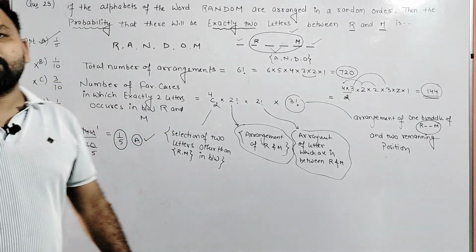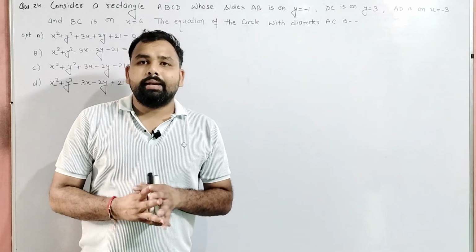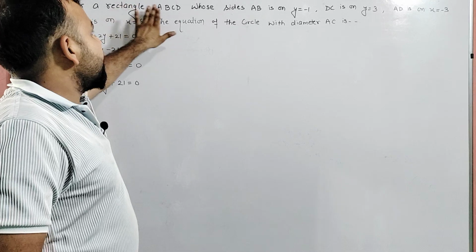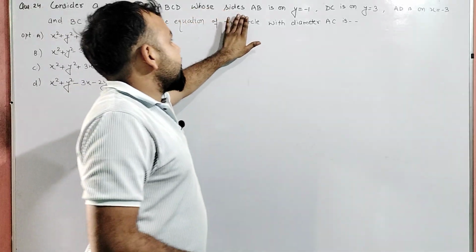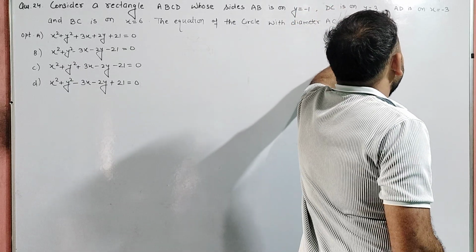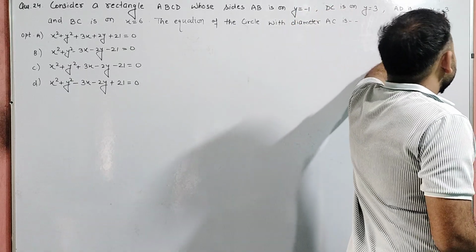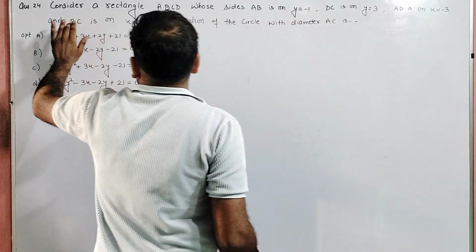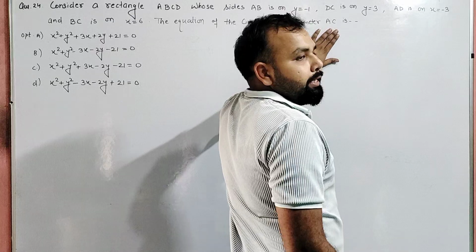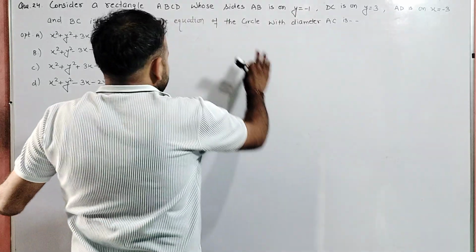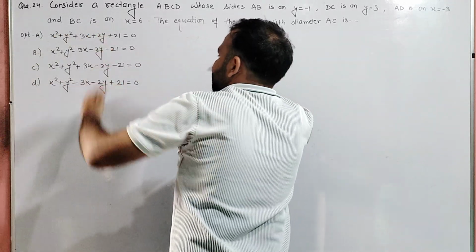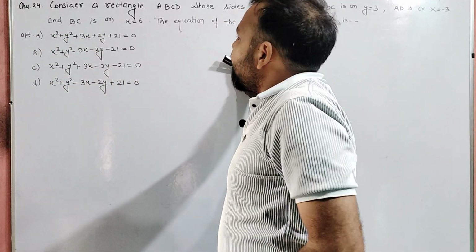Okay student. Our next question is question number 24. Consider a rectangle ABCD whose side AB is on y equals -1, BC is on y equals 3, AD is on x equals -3 and BC is on x equals 6. The equation of the circle with the diameter AC is. We need to find the equation of the circle, students. There are some options. Option A, x square plus y square plus 3x plus 2y plus 21 equals 0.